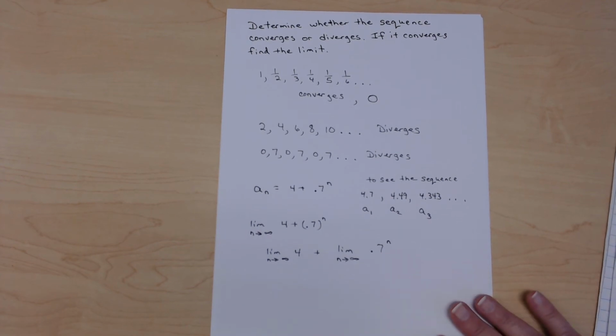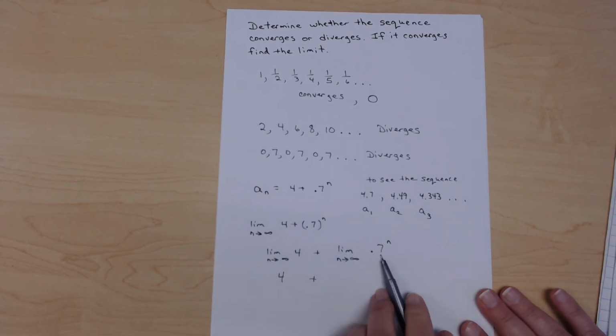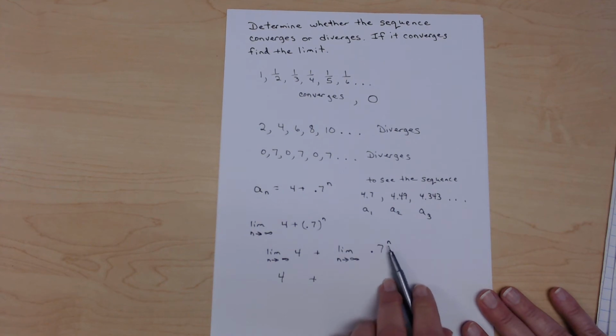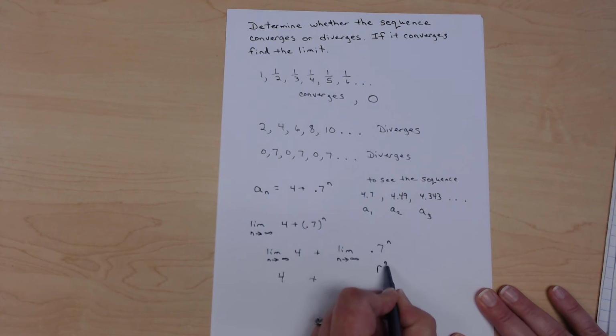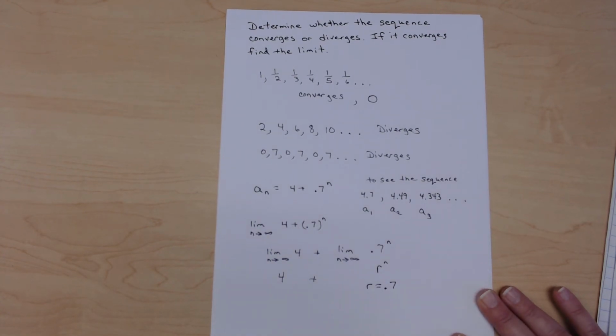Okay. This one is 4. The limit is 4. As long as it's just a constant, that's my answer. Plus, now, some of you are looking at this going, what am I going to do with this? Guess what this is, guys? This is r to the n. My r is equal to 0.7.